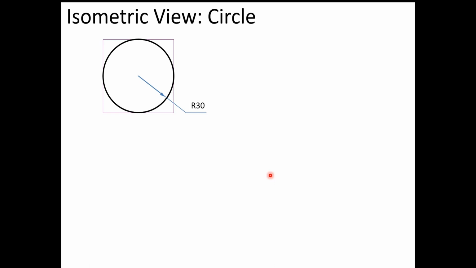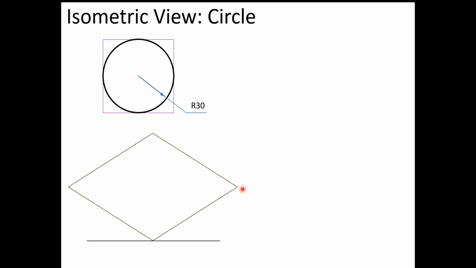Suppose we have a circle of radius 30 mm, so the diameter is 60. How are we going to draw the isometric view? First I will mark the origin. I have marked the plane, the top plane. This is the top isometric plane, 30-degree incline, 30-degree incline.